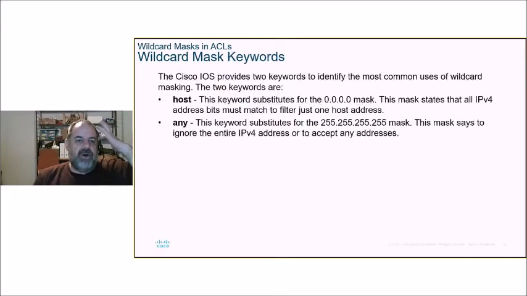Okay, so Cisco IOS provides 2 keywords to identify the most common uses of a wildcard mask. And so you can actually use the term host, which this keyword substitutes for the quad 0 mask. And so, of course, when we were looking at the examples earlier, when you had quad 0, you were talking about one host. And so instead of having the mask of quad 0, you can just say host 192.168.1.1. And it also makes it more self-explanatory. It's English. And so it's saying this host will be permitted or denied. And so it just makes it a lot easier to understand.